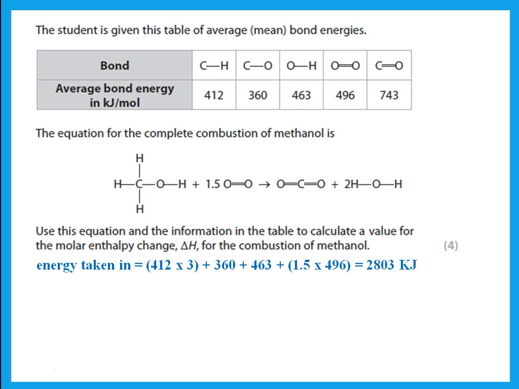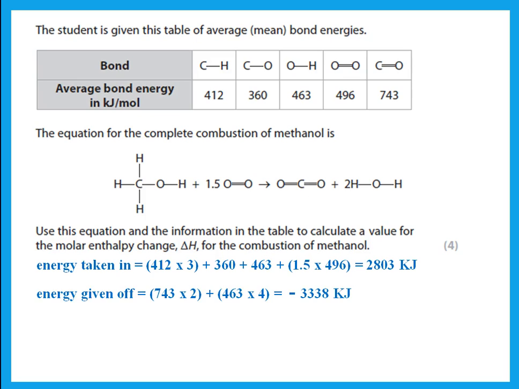I have CH bonds. I have 3 of them. The CO bond, I have 1, and that's 360. Then I have an OH bond, that is 463. And then I have O double bond O, I have 1.5 of them. So the 496 I multiply by 1.5. All of this will give me the energy needed to break the bonds in the reactant. So that's a positive number.